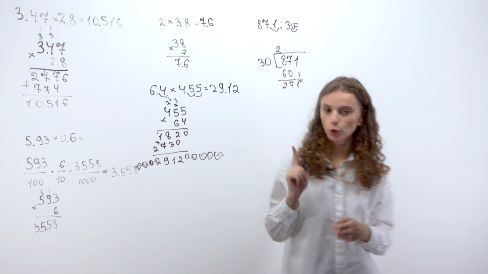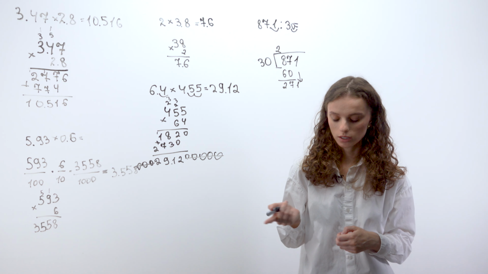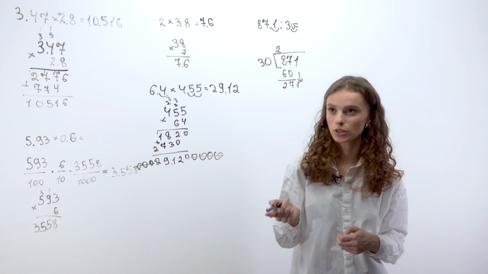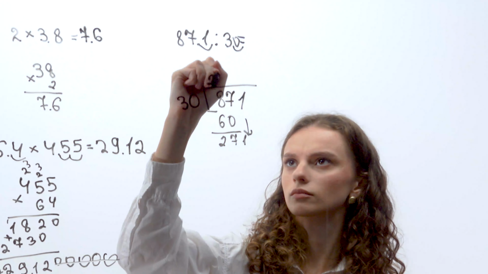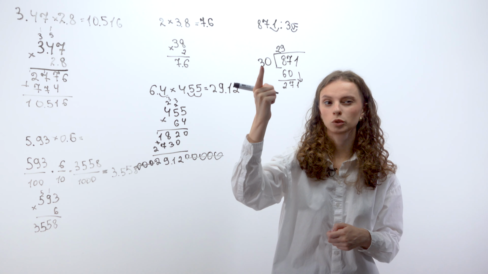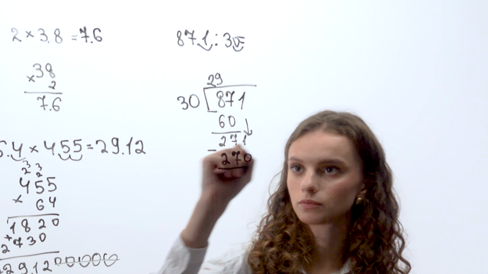Now I have 271 divided by 30. Let's figure out how many times 30 will fit into this. Should be around 9 times. 9 times 30 is 270. And we get 1 as our remainder.